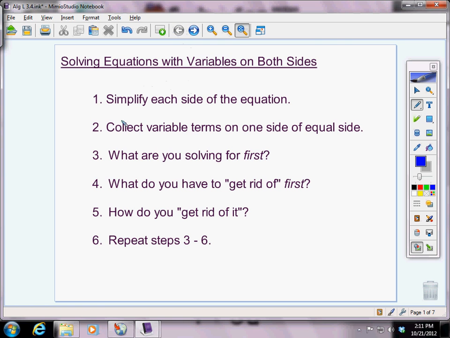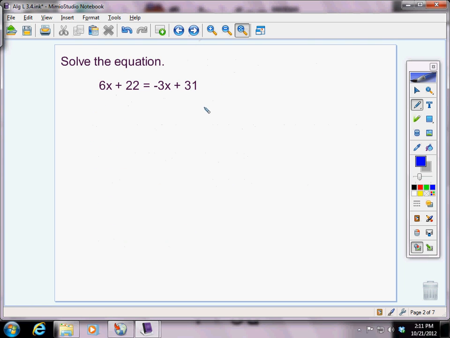Our next step says collect the variable terms on one side of the equal sign. What does that mean? Well, what that means is we want to get rid of them on one of the sides. Okay? So for example, if we wanted to get rid of 6x's, we would subtract 6x. And remember, whatever we do to one side of the equal sign, we have to do the other. So if I subtract 6x, or think of it as a negative 6x, on that side we have to do the same over here.